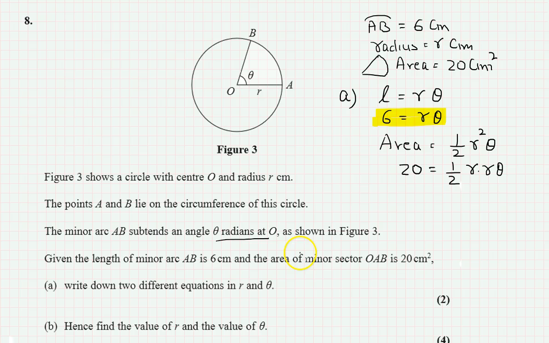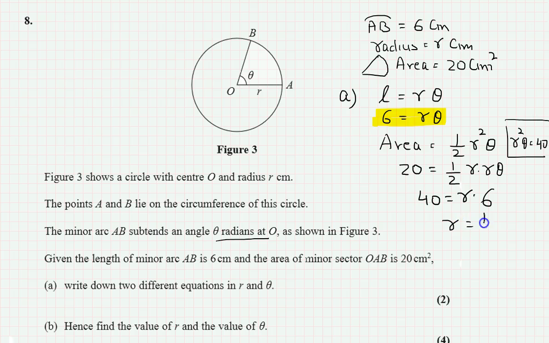Write two different equations in r and theta. So we can write r square theta is equal to 40. That is the second equation if you want to write it, but we can write straight away: 40 is equal to r times r theta, and r theta is 6.